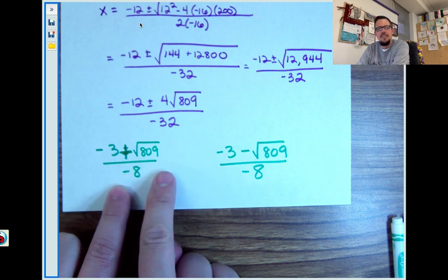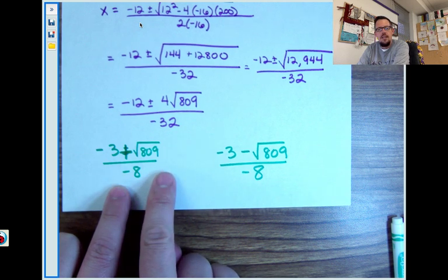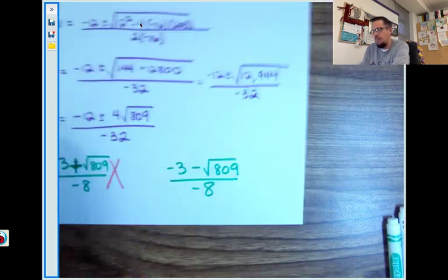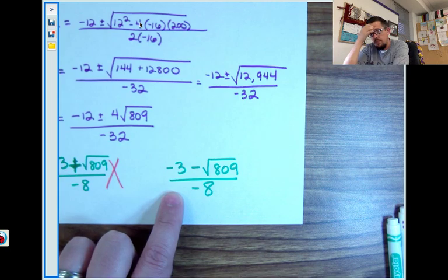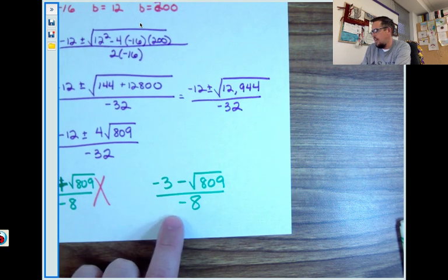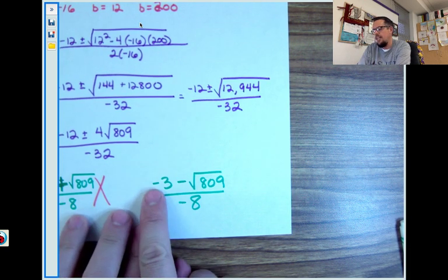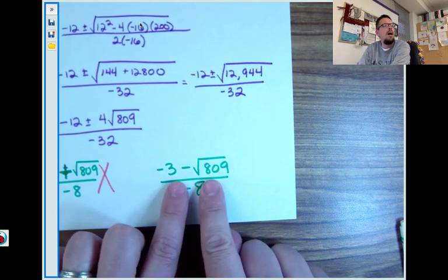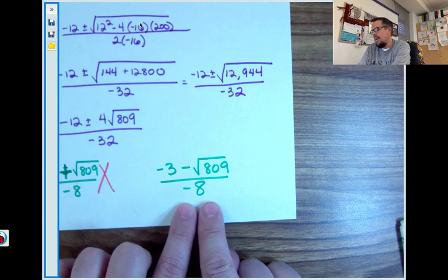So this is going to give me some kind of negative amount. It doesn't make sense to have a negative amount for time. So I'm not even going to do that one. I'm going to do this one. Because the negative times the negative. Exactly right. So this, negative 3 minus the square root of 809 over negative 8, that is going to be positive. A negative, and then you minus some stuff, so even more negative. So negative on top, negative on bottom, the answer will be positive.